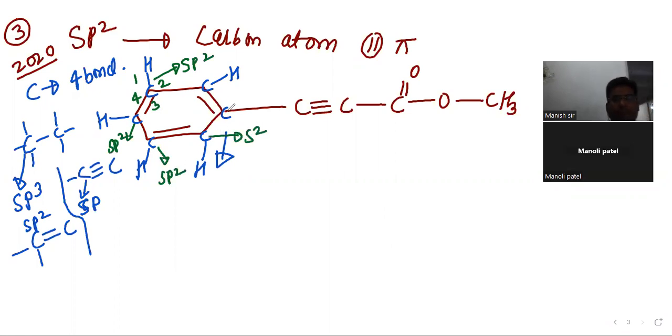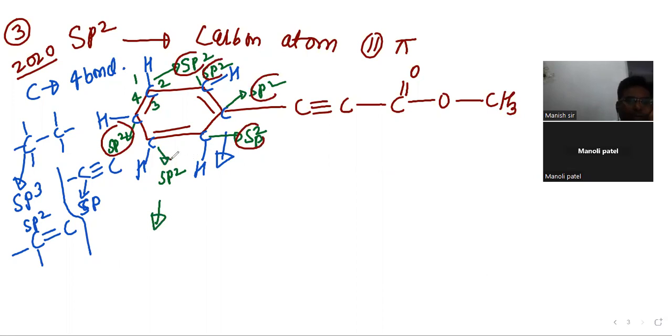So you can see here sp2 now. This is also making 4 bonds, and a double bond is there, so it is also sp2. Here sp2. So how many sp2 are there? Total here 6. You can count: 1, 2, 3, 4, 5, 6. So total 6 sp2 hybridizations are there in the benzene itself.